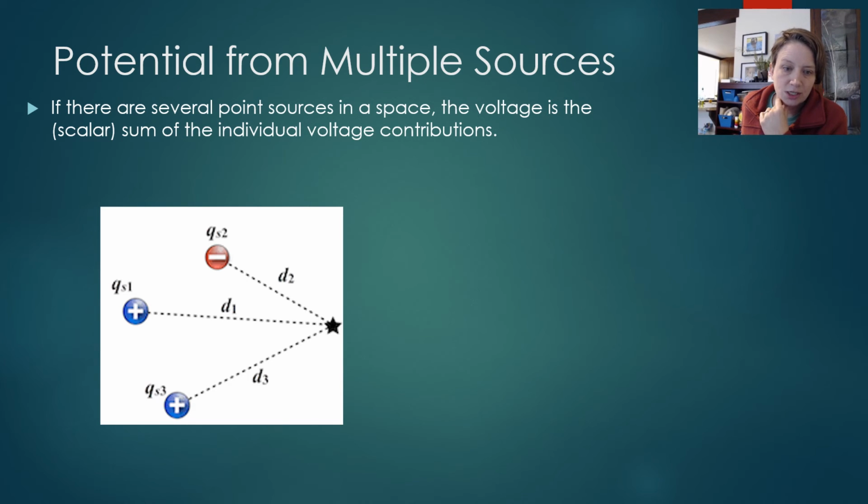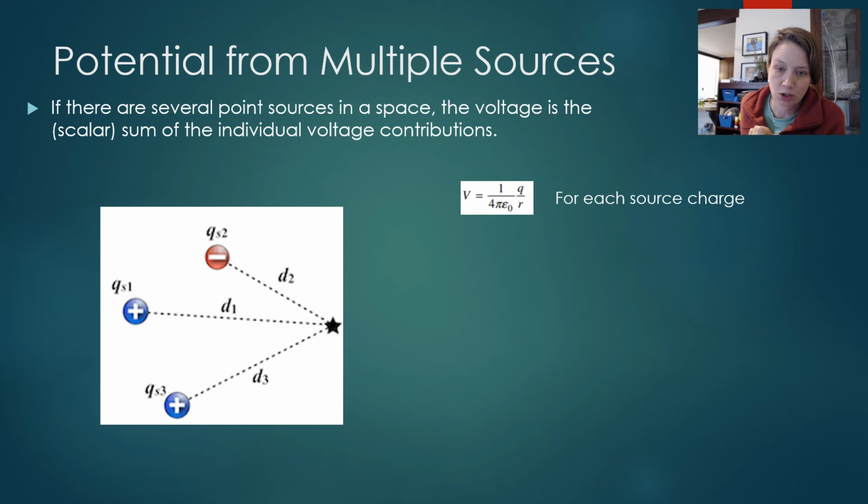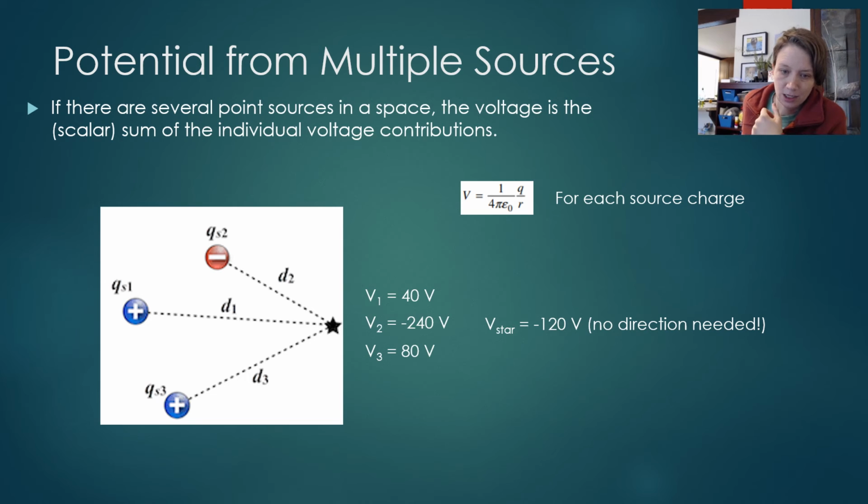So if I had 3 source charges and I wanted to know what was the voltage at that location marked with the star, I'm going to use that equation that we just came up with on the last slide for each source charge. So the Q of the source charge divided by the distance away multiplied by that constant. Let's say we did that and we found that the voltage at the star from object 1, that positive charged object on the left, is positive 40 volts. And the voltage at the star from object 2, which is my negative object, would be negative 240 volts. And the voltage from object 3 is 80 volts. Then you could determine that the voltage at that spot marked by the star overall is negative 120 volts. It's just a matter of adding up the voltage contributions from all of the source charges.